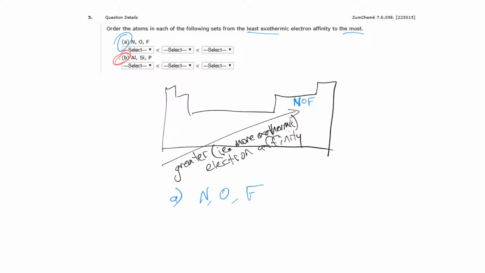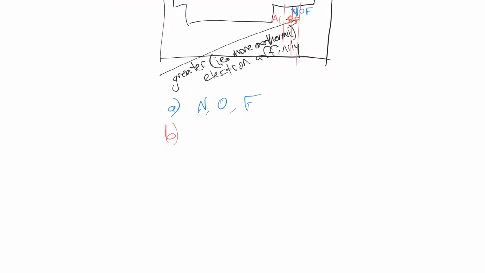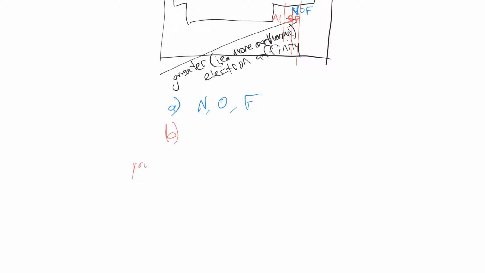Problem B is a really interesting one. Here we've got aluminum, silicon, and phosphorus, and they're right next to each other on the periodic table. Groups 13, 14, and 15. You might think that it goes in that order: aluminum followed by silicon followed by phosphorus. But there's an exception.